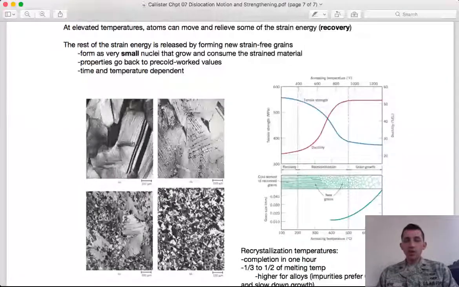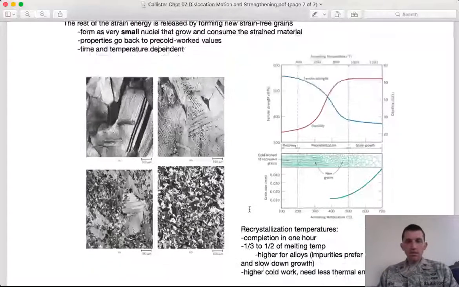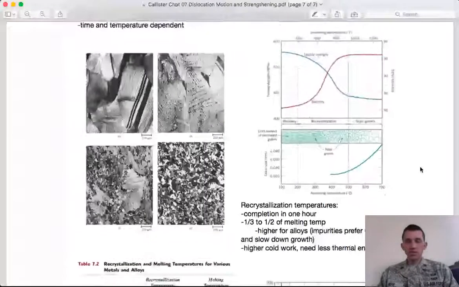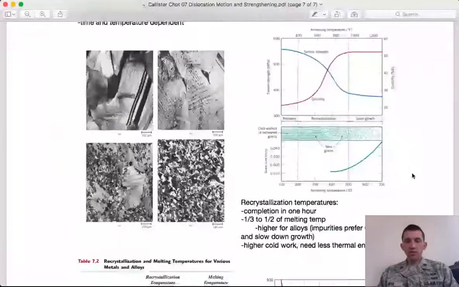Now I could go ahead and cold work this again, in which case I would have two mechanisms in my favor. And this is referred to as recrystallization. So I'm sort of resetting the crystal structure by storing that strain energy and then allowing them to rearrange themselves.